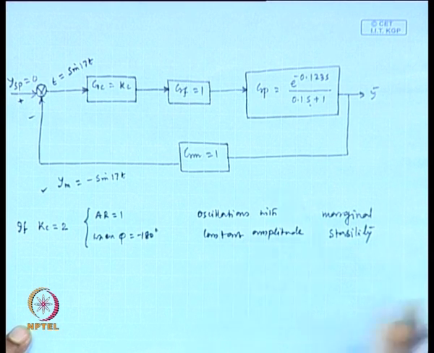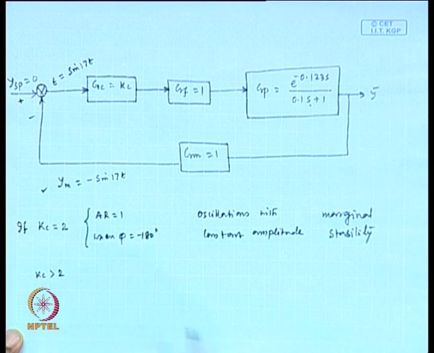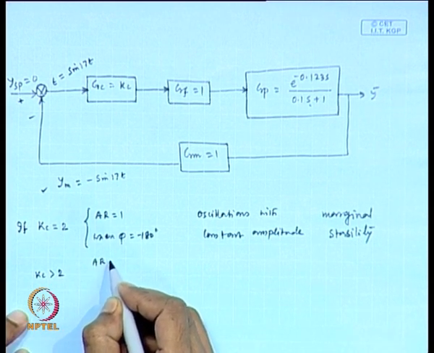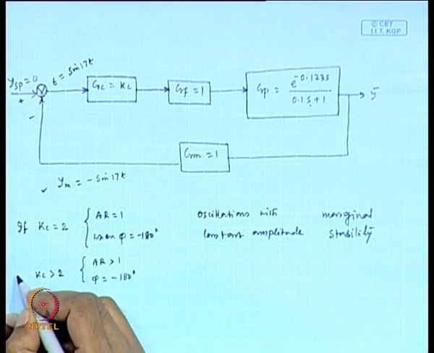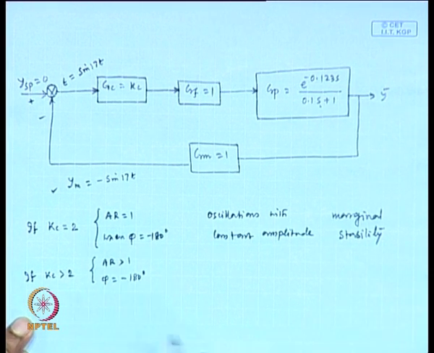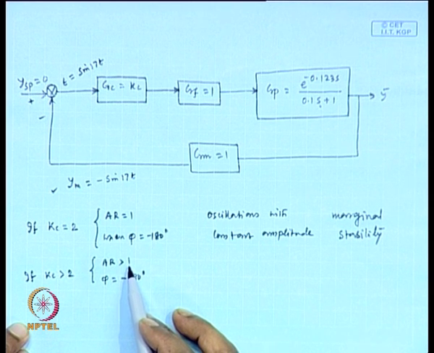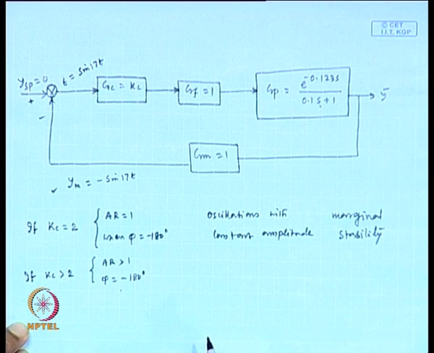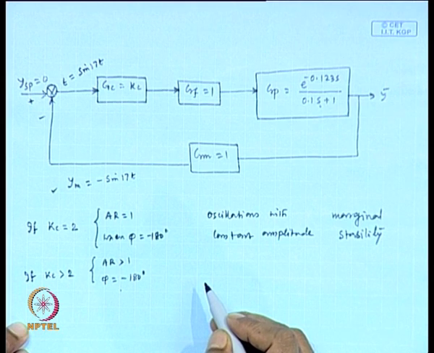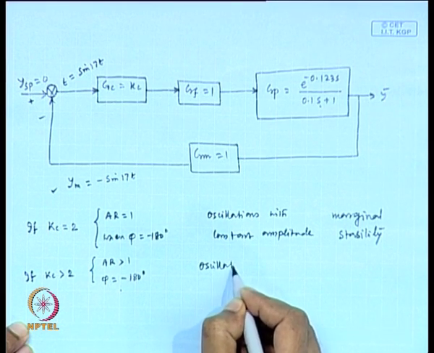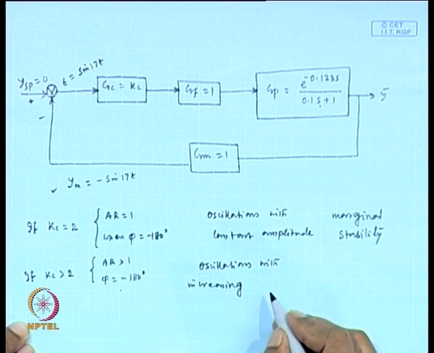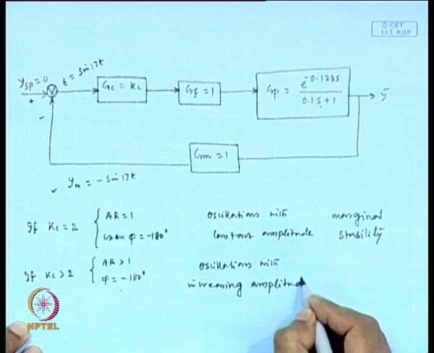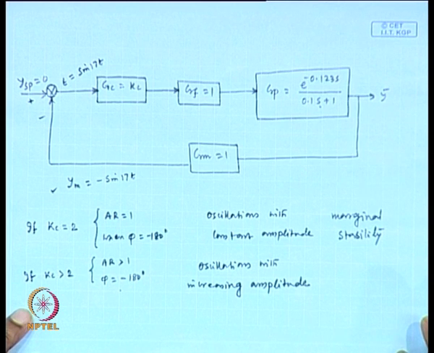Now, similarly we can conclude that if Kc is greater than 2, then amplitude ratio is greater than 1 when phi is minus 180 degree. So, what type of response can we obtain in this condition? Oscillations with increasing amplitude. Fine. Then what about stability? Unstable.